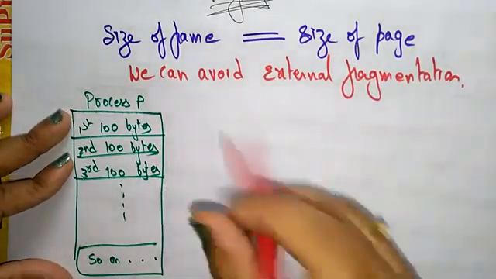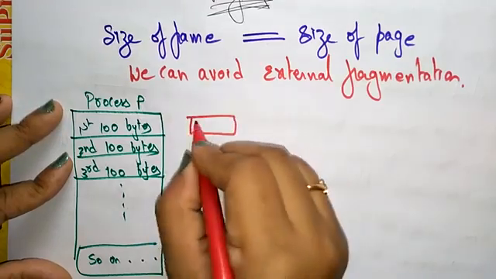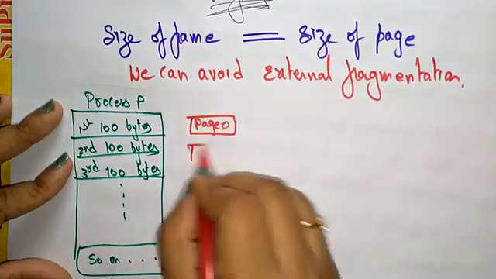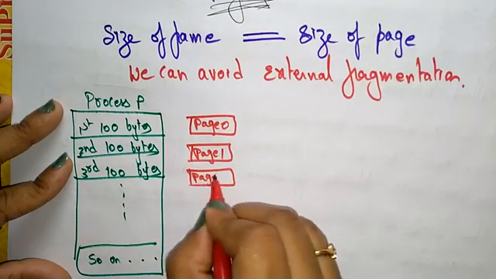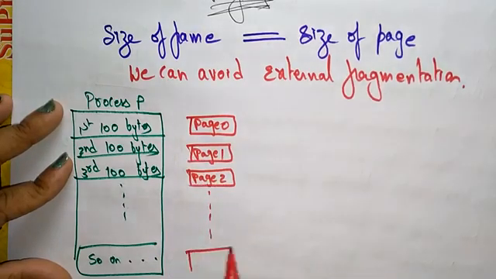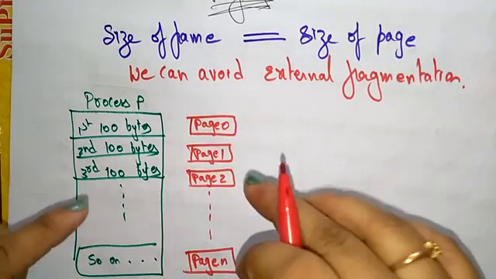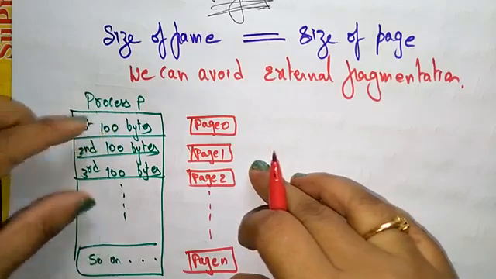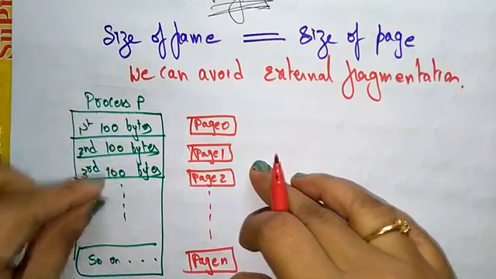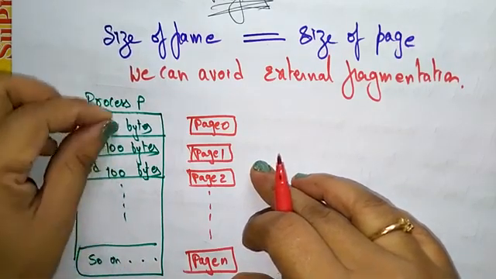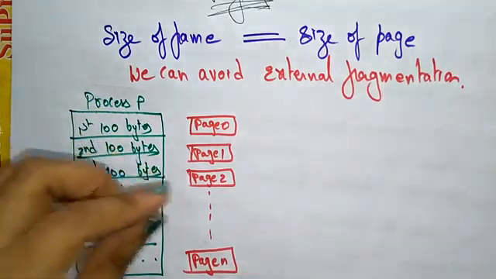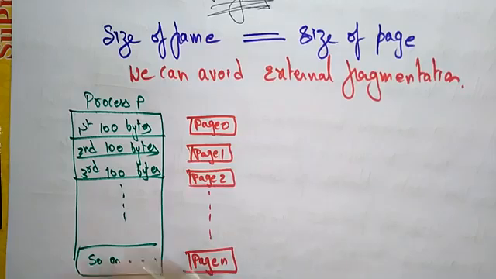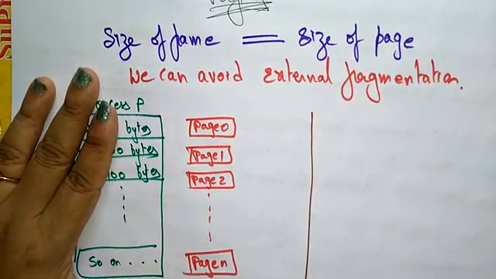This you call page 0, page 1, page 2, up to page n. I think you understand the concept of a page. In a single process, we are dividing it into slots of fixed size, and those are the pages. These pages have to be stored in main memory. So how is it possible? This is the main memory.